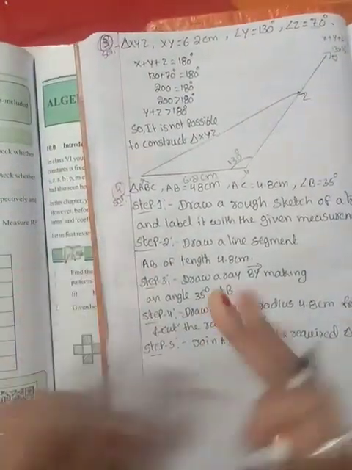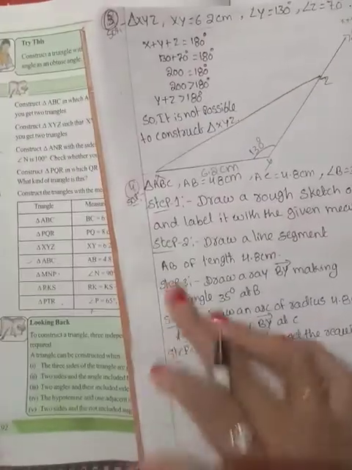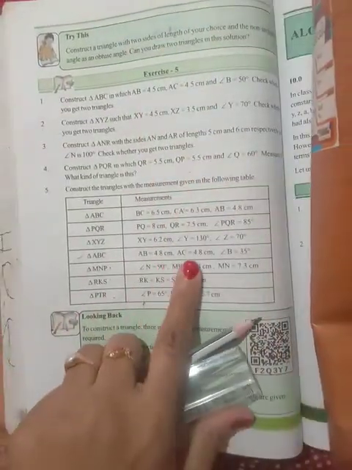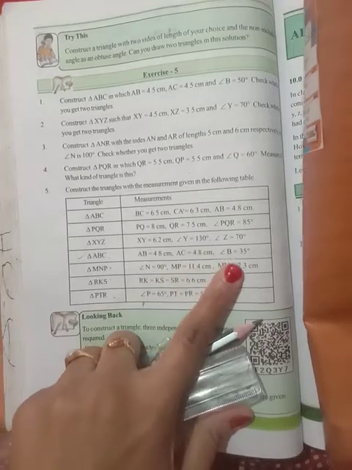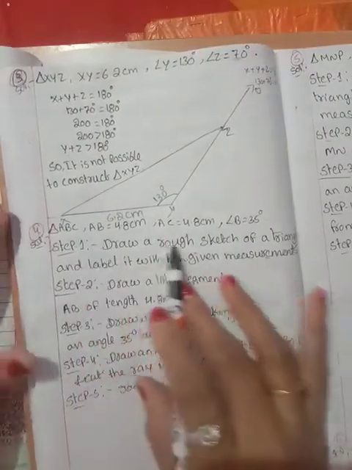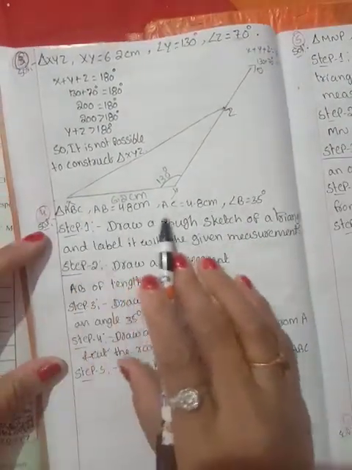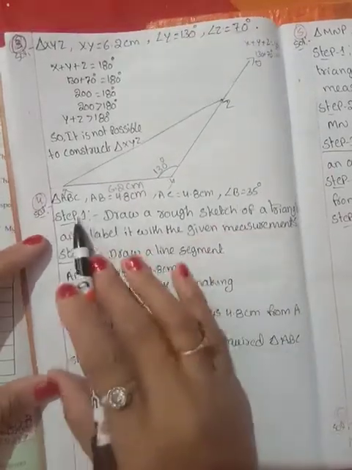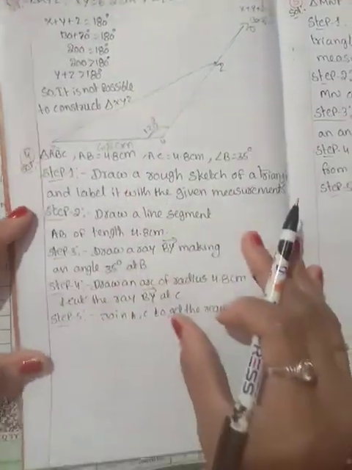The fourth one is triangle ABC, with AB equal to 4.8 centimeters, AC equal to 4.8 centimeters, and angle B equal to 35 degrees. First of all, write down the given data in the solution, and write down all the other measurements. Next we will learn this stepwise.